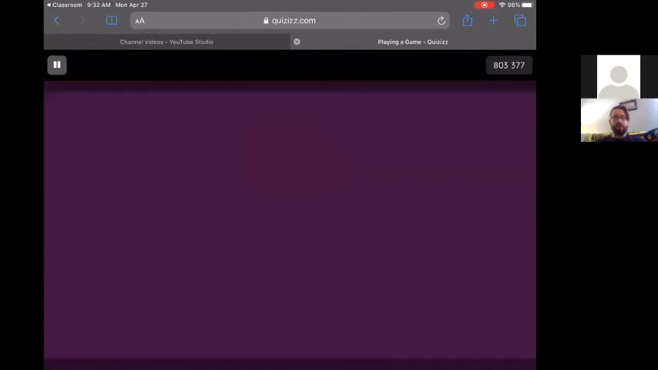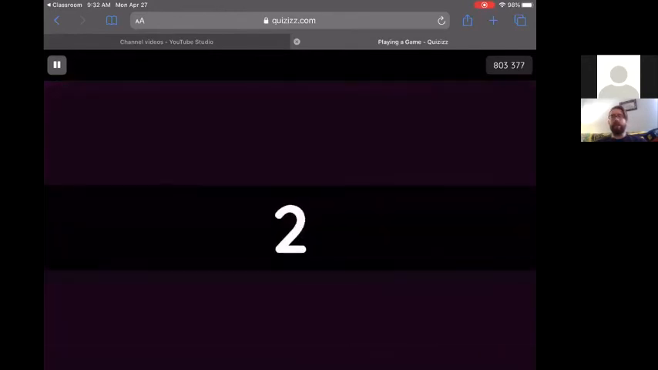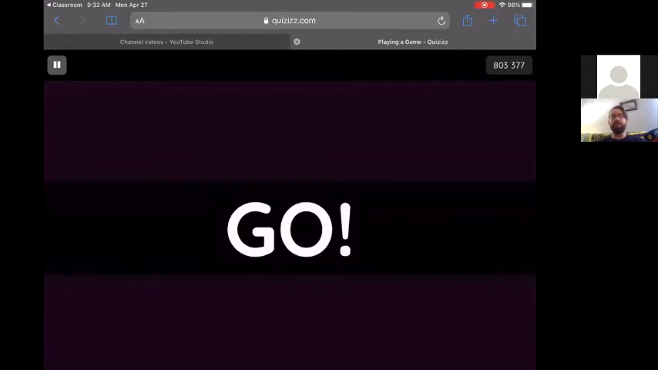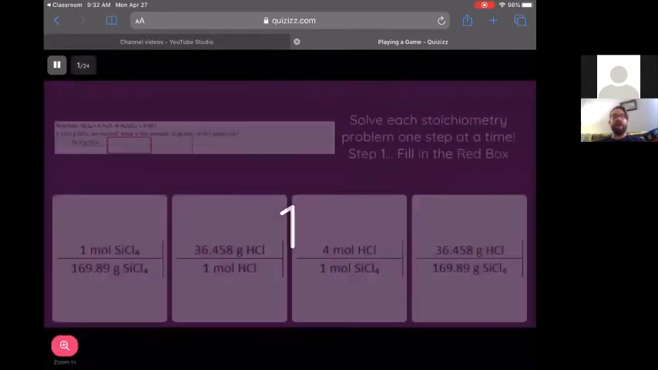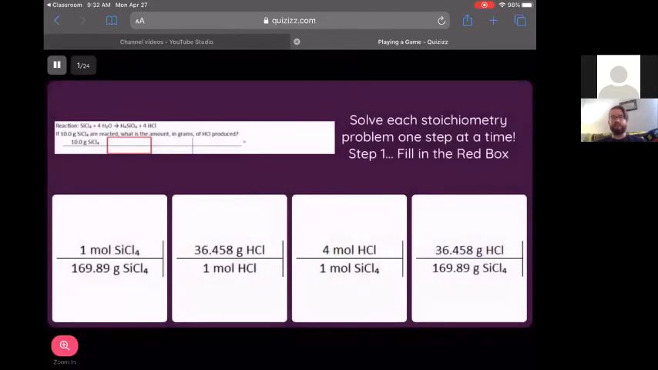And how the game works is when I click start here, it's not going to be timed, okay? But it is going to give me that very first problem in the picture on the top there. It says, here's my reaction. If 10 grams of silicon chloride are reacted, what's the amount in grams of HCl produced?